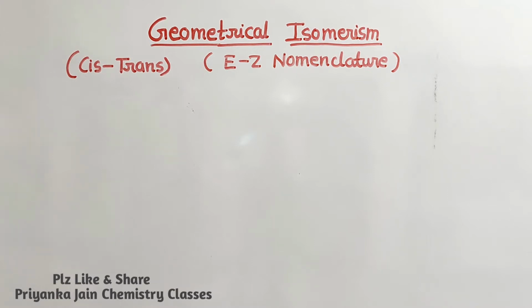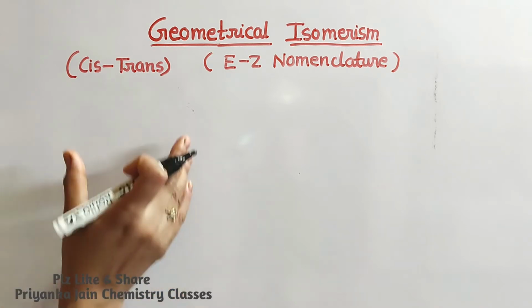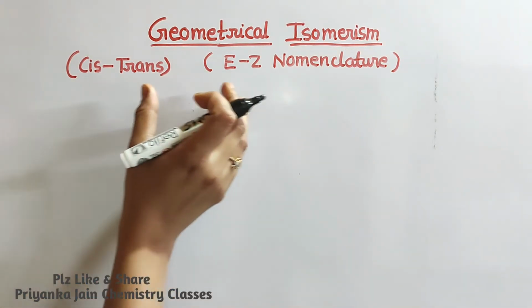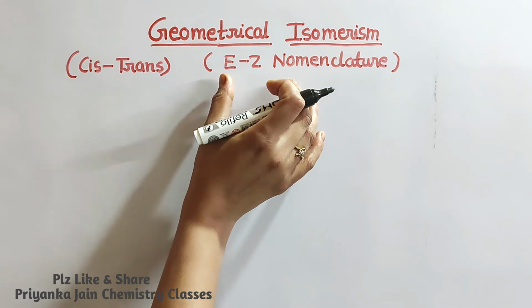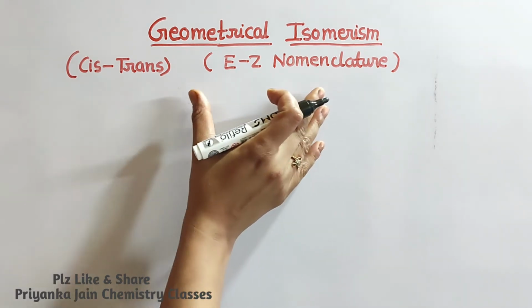And we are studying stereochemistry. In our last lecture, we studied optical isomerism, and now our topic is geometrical isomerism. Geometrical isomerism is also known as cis-trans isomerism, or on a broad level, it is also known as E and Z nomenclature. So what is it?